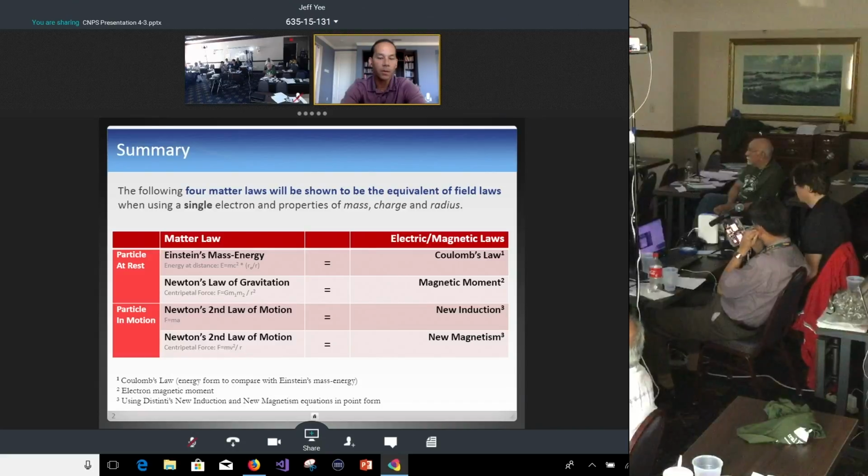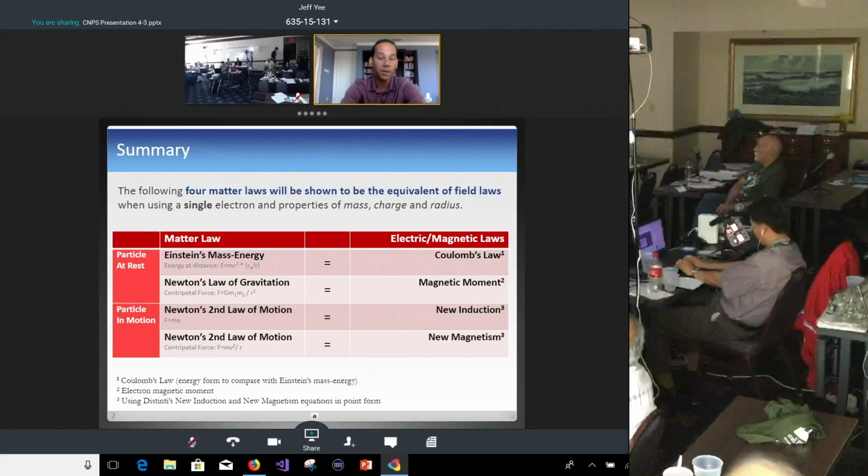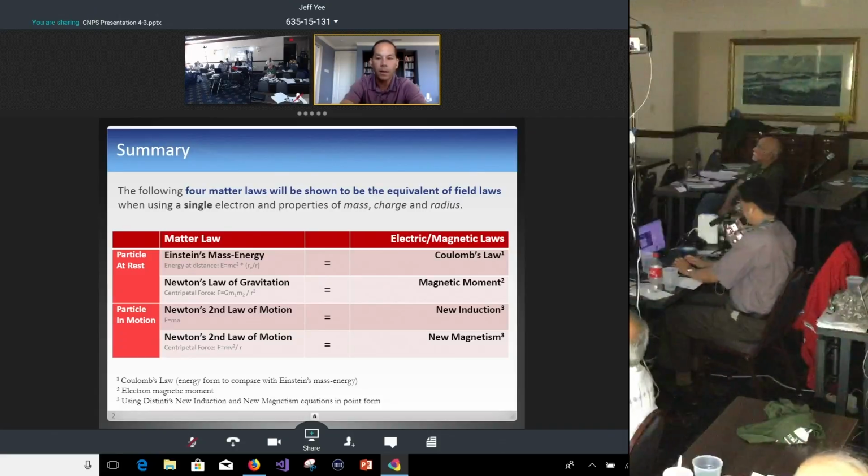This is a lot of the work that Lori did connecting it. I was not familiar with Robert's work on new induction and new magnetism. I was actually trying to relate these to Maxwell's equations and having a difficult time when Laura came to me and said, hey, why don't you try new induction and new magnetism? So on the left, the laws that are filled with M for matter, and charge Q represents the field laws.